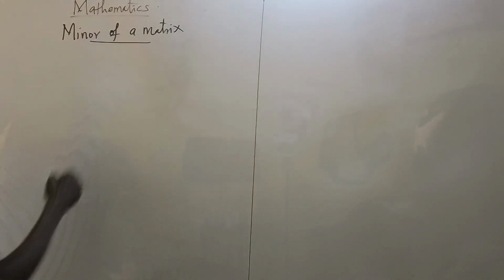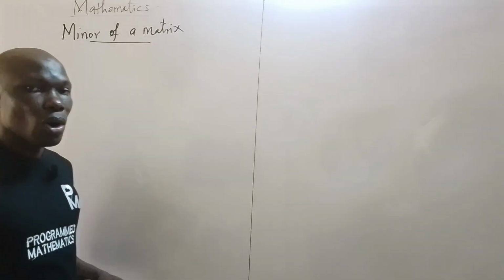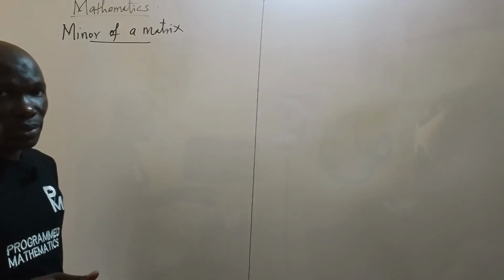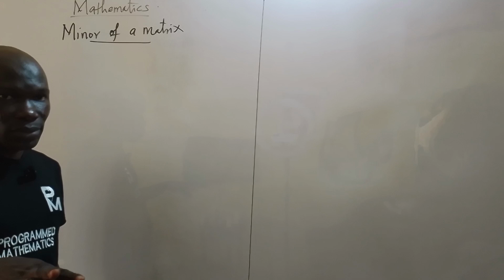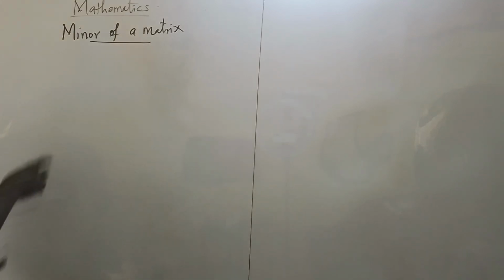The minor of a matrix is the determinant of the leftover matrix when the row and column to which an element belongs are deleted. What that means is this: the minor of a matrix is calculated for each element in any given square matrix. Remember, in the last video I said that determinant only exists for square matrices.